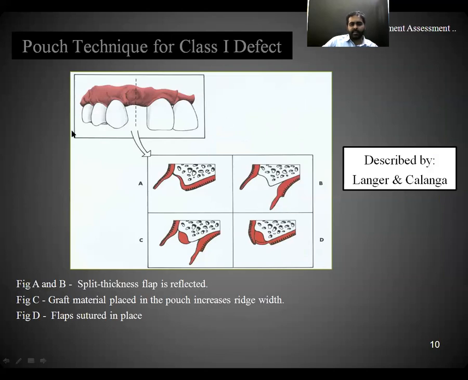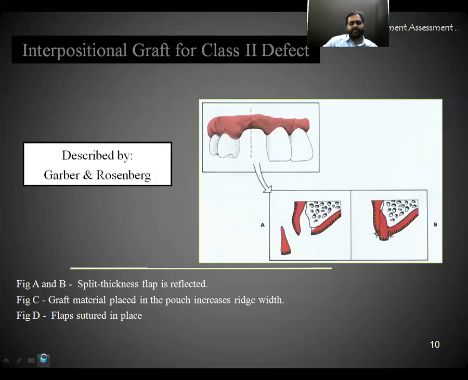So next one is the pouch technique. It is another technique which was given by Langer and Calagna. Okay, so basically we can see in diagrams A and B, the soft tissue flap is raised by using a split thickness flap. We reflect both the sides, which is seen in diagram B. Then we cut a small amount of graft material and place it on the defect area and suture it, which is given in diagram C. So we'll have the proper width of your labiolingual tissues. After that, we suture the flap in place.